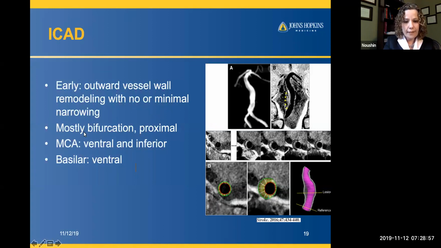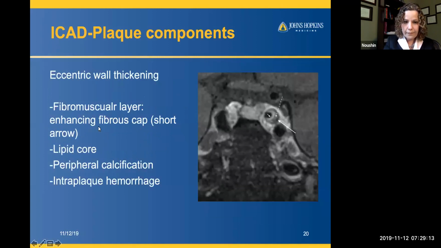Plaques commonly occur around the bifurcation and the proximal aspect of the vessels. So in the MCA, it's mostly along the ventral and inferior aspect of the M1 branch. In the basilar, it's mostly involving the ventral aspect of the vessel. Plaque components are pretty similar to carotid plaques, but it's harder to see them because we're talking about much smaller vessels. This is an example of a cavernous carotid plaque.